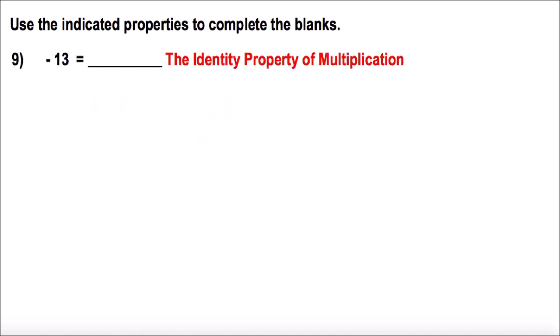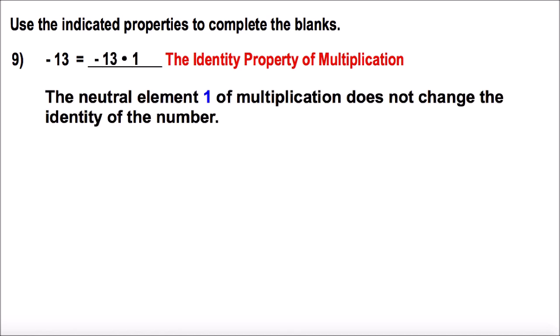Negative 13 equals blank, the identity property of multiplication. The neutral element 1 of multiplication does not change the identity of the number, so negative 13 equals negative 13 times 1.